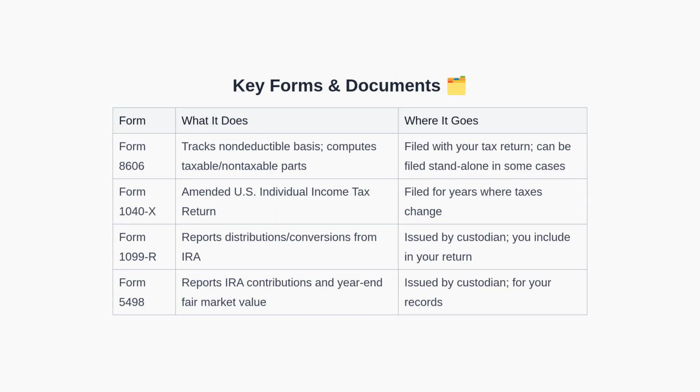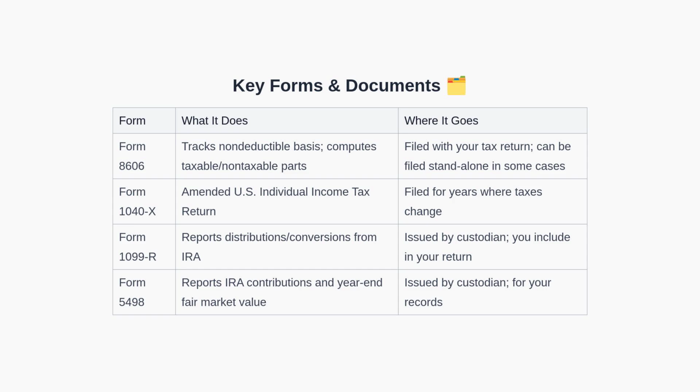This table summarizes the key forms. Form 8606 tracks your non-deductible basis and calculates the taxable and non-taxable portions of conversions. It is filed with your tax return, and in some cases can be filed by itself to correct prior omissions. Form 1040X is used to amend previously filed returns when the tax changes.